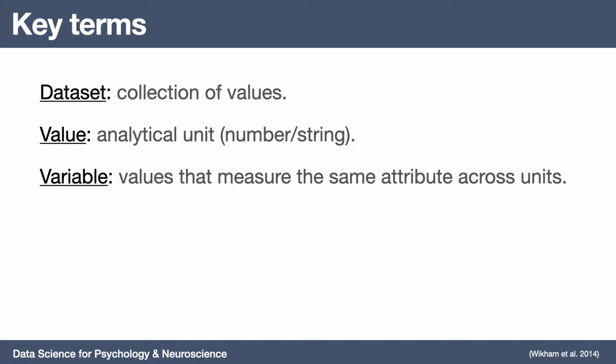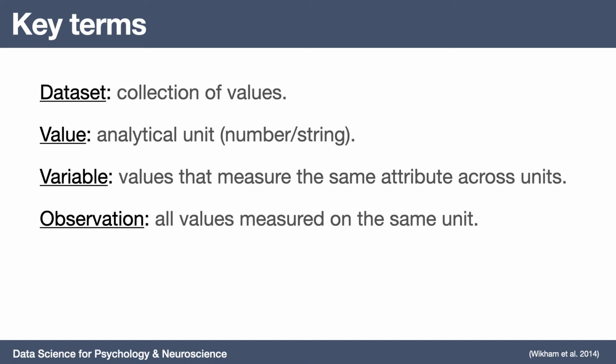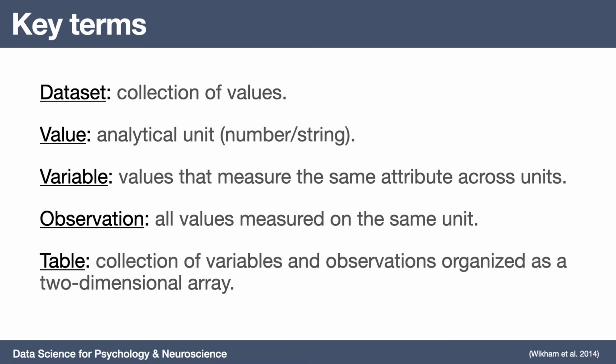A variable is a set of values that measure the same attribute across units. In the COVID example, it's daily hospitalization numbers across observational units, which were, in that case, dates. Observation, all values measured on the same unit. And a table is a collection of variables and observations organized in a two-dimensional array. These are the fundamental terms as we will use them in the discussion of tidy data, and indeed in the other lectures of this class as well.